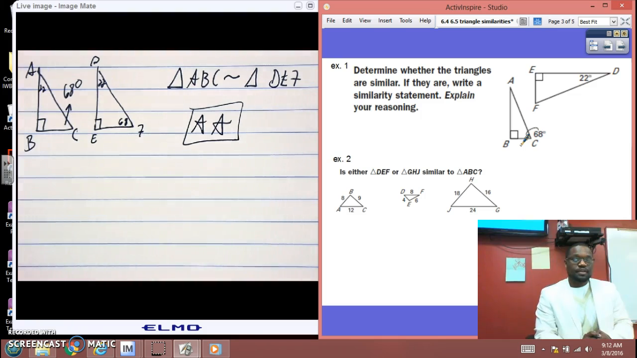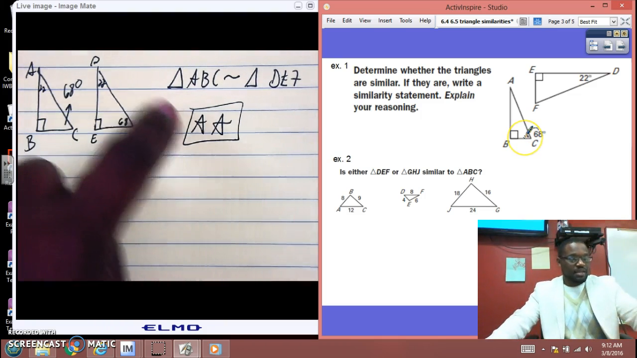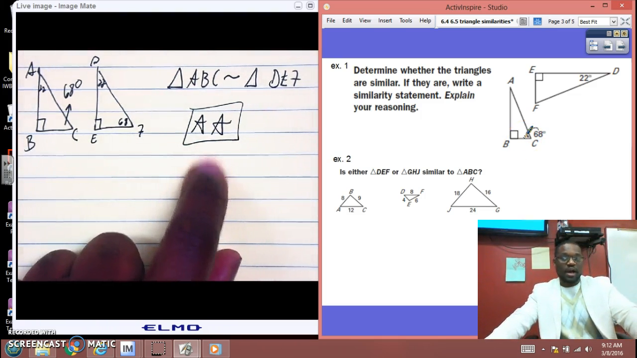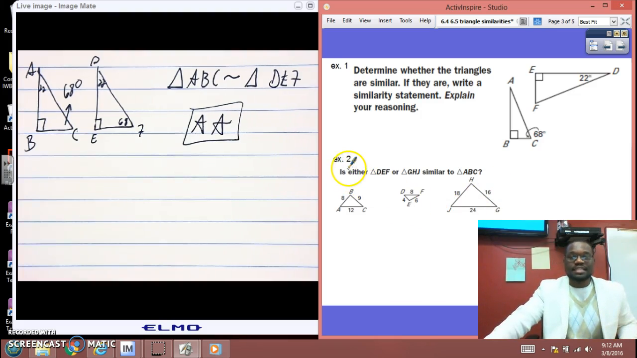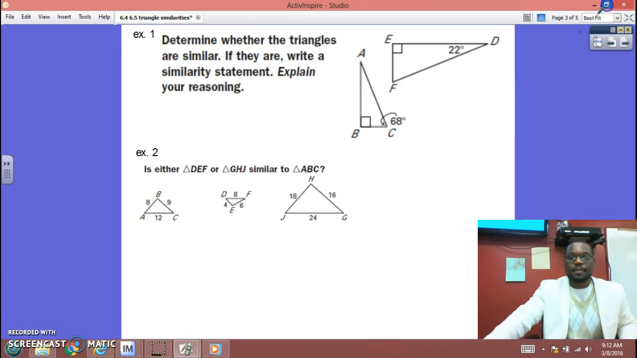All right, that's the similarity statement, and that's the reason why. Example 2: is either triangle DEF or GHJ similar to triangle ABC? Let's go back bigger. So here's ABC right here, and let's see if any one of these triangles are similar.